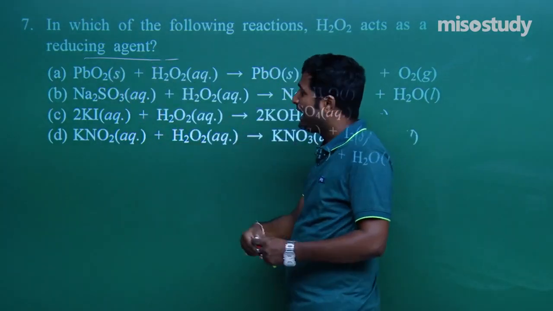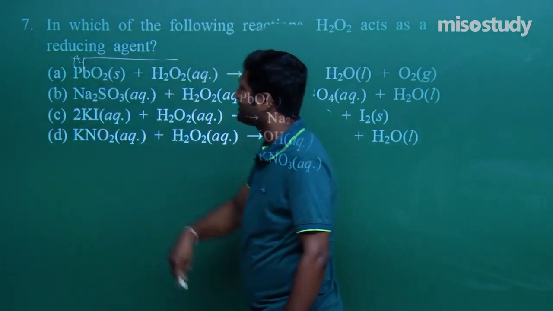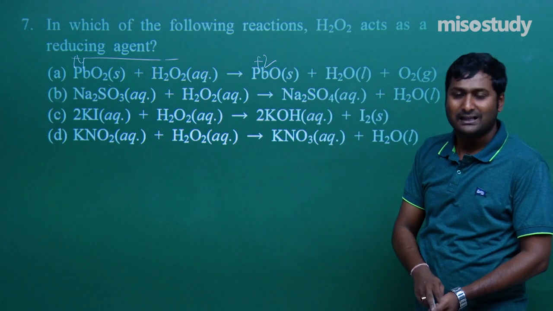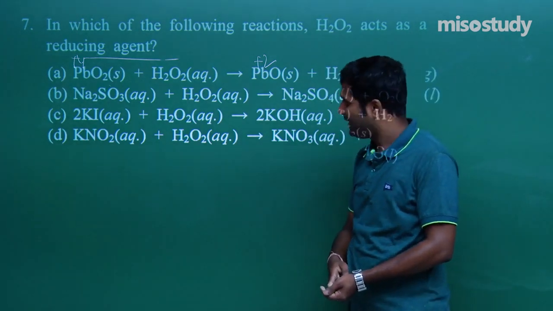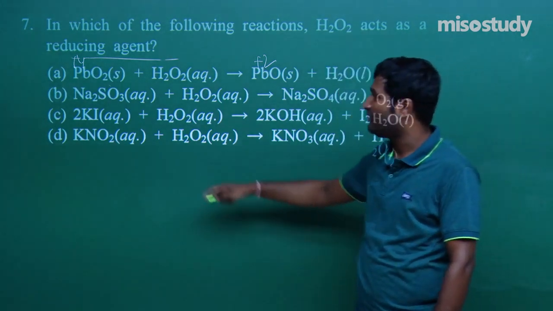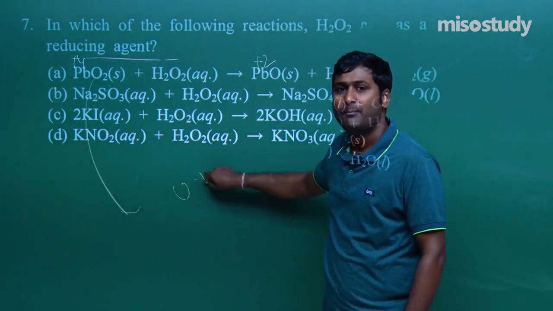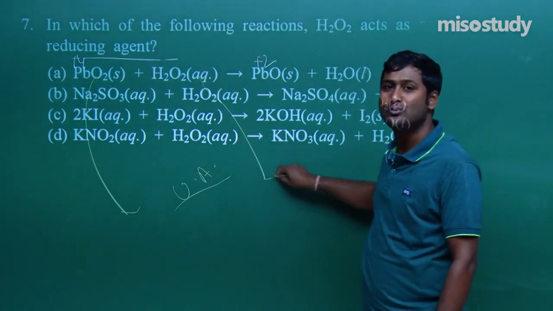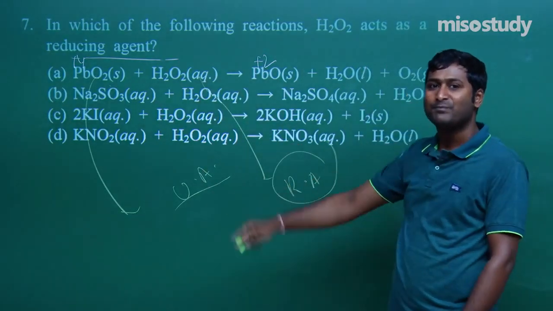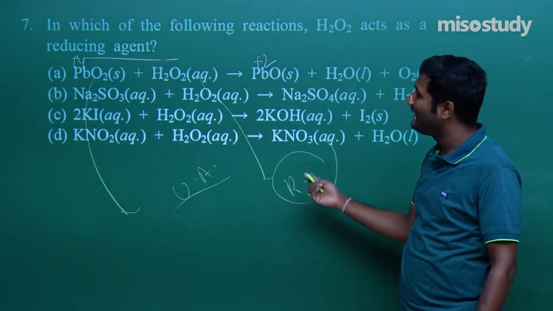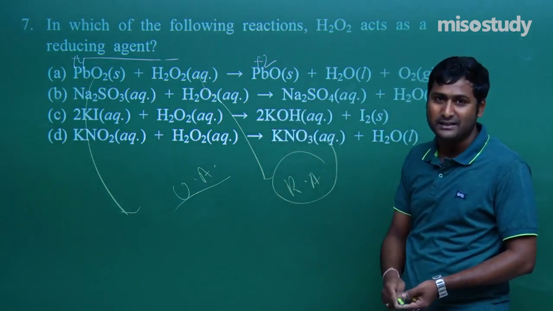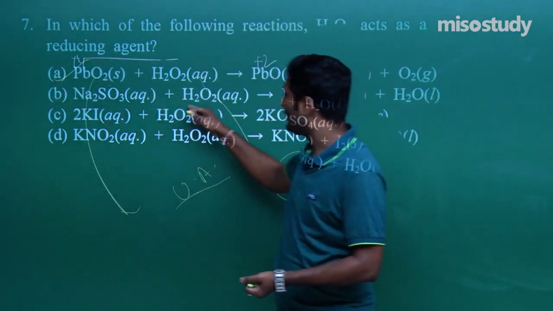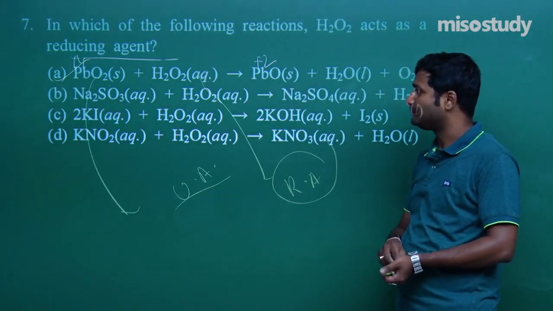I am checking this. Here Pb is in +4 oxidation state, and here Pb is in +2 oxidation state. There is a decrement in oxidation state. If there is a decrement, then PbO2 is an oxidizing agent, and its friend H2O2 will act as a reducing agent. Clear? So we do not need to check B, C, D because it is a single option correct type. The answer will definitely be A, but you can also check the other options.